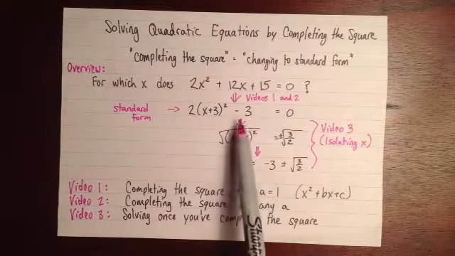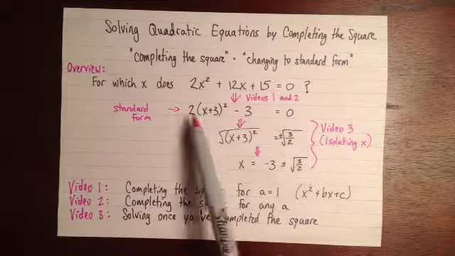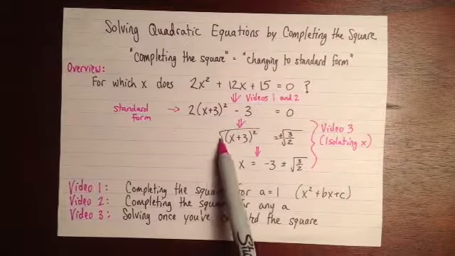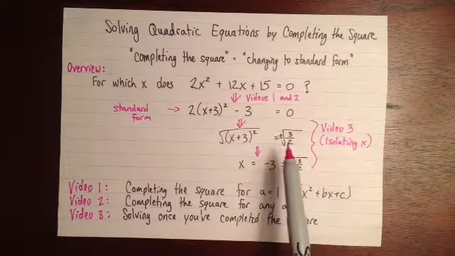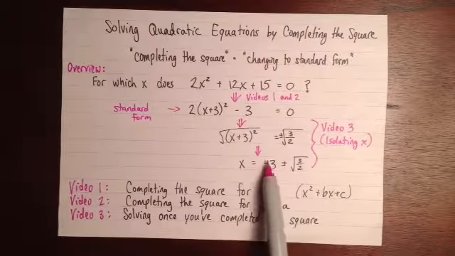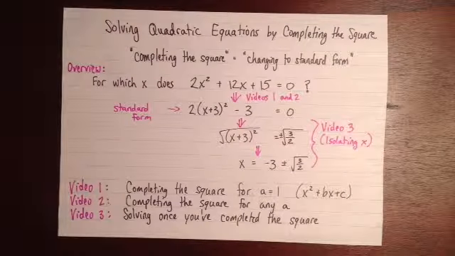I skipped a bunch of steps here. In the 3rd video, you'll learn to add 3 to both sides, and then divide both sides by 2, so that's where the 3 over 2 comes from. And then you can take the square root. Those plus or minus signs we'll talk about. And then you're left with x plus 3 equals something, so you can just subtract 3 from both sides. So that'll be video 3, where we'll go through those steps.